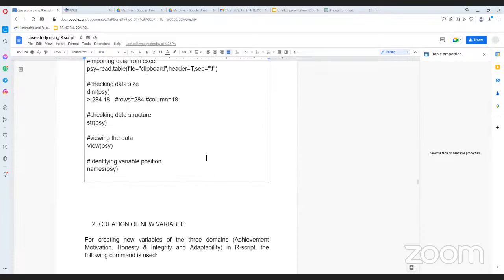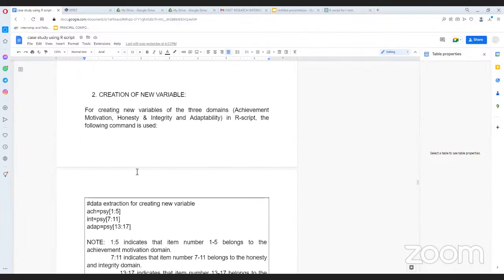Next, identifying variable positions. names(PSY). If you want to know what variables are there, you can write down names(PSY). Yes, sir. You have shown this in our previous classes, I guess. Yeah.